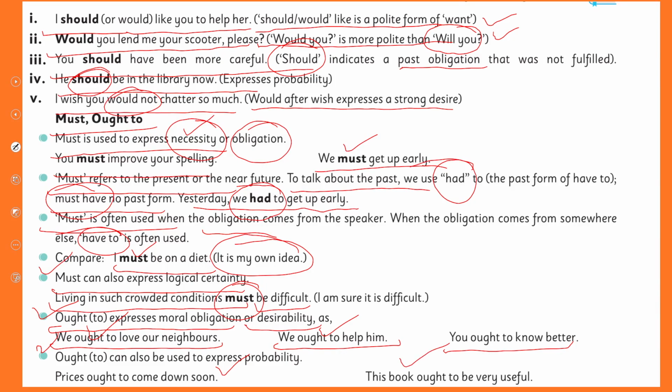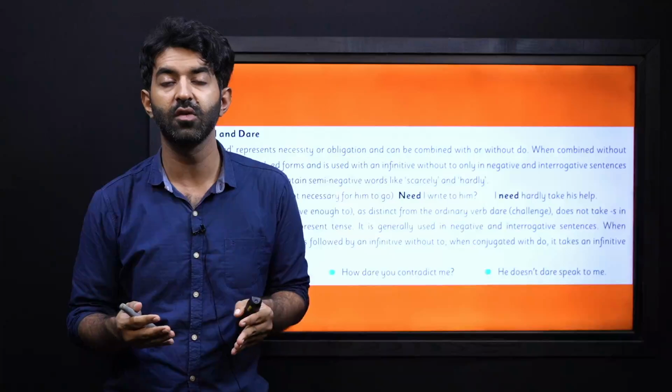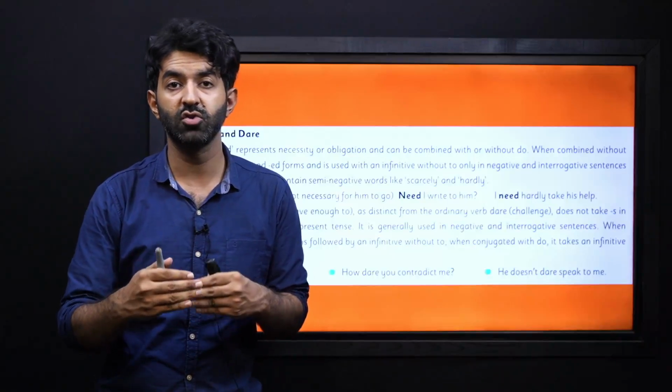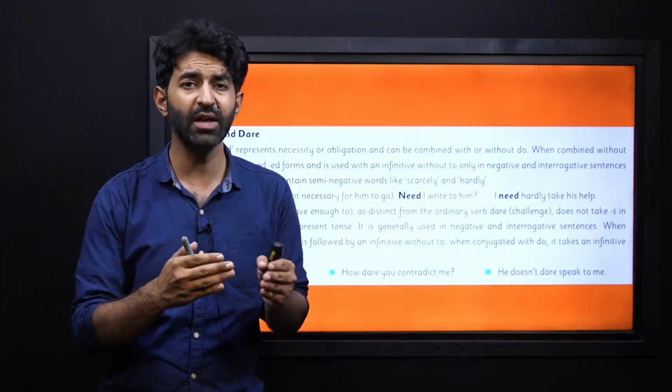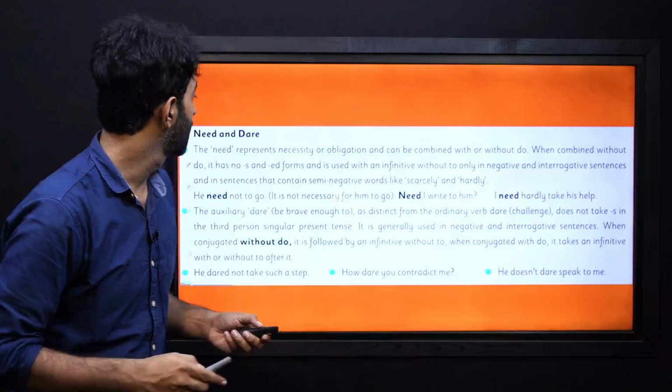So you can see that when you want to show desires, probability, possibilities in the past form, you can just transform the present forms of modal verbs into the past, and that will do the job.